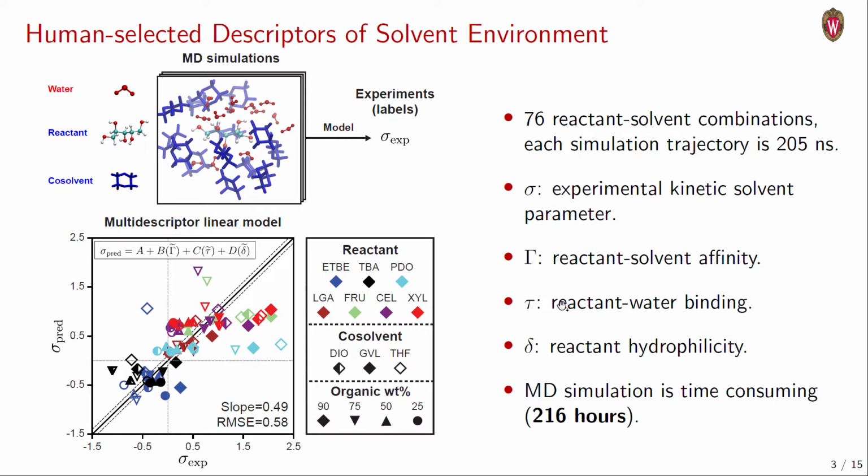From each MD trajectory, we calculate 3 physically motivated human-selected descriptors that capture reactant hydrophilicity and solvent interactions. The first one is the preferential exclusion coefficient gamma, which quantifies the reactant-solvent affinity. The second one is the hydrogen bonding lifetime between reactant and water, tau, which quantifies the reactant-water bonding. And the third one is the accessible hydroxyl fraction, delta, which quantifies the reactant hydrophilicity.